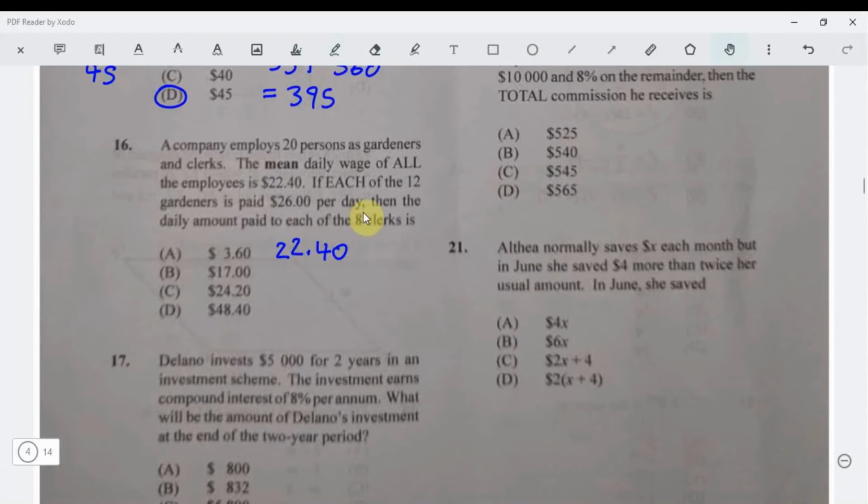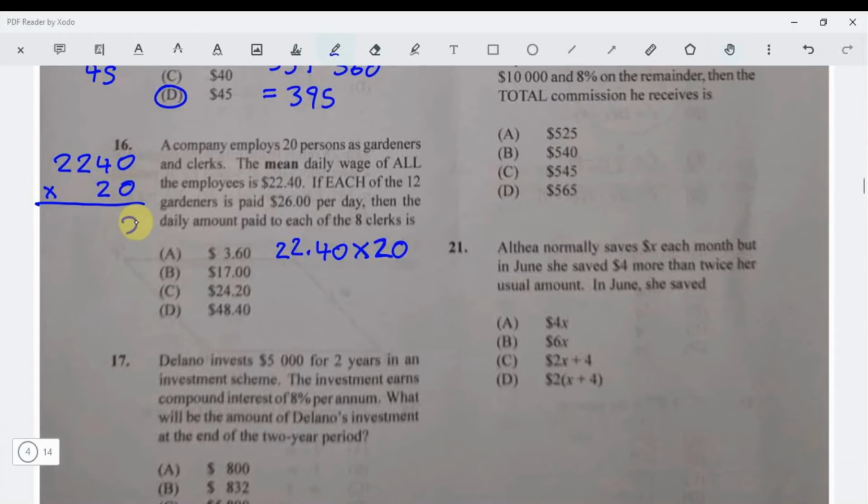Now, if this is the mean daily wage of the 20 persons, let's multiply it by 20. By multiplying it by 20, that will give us the sum of all the money paid to the 20 persons. Alright, so let me go ahead and do it. 2240 times 20. And you're probably wondering, where's the decimal place? Don't worry, I'm going to put the decimal after.